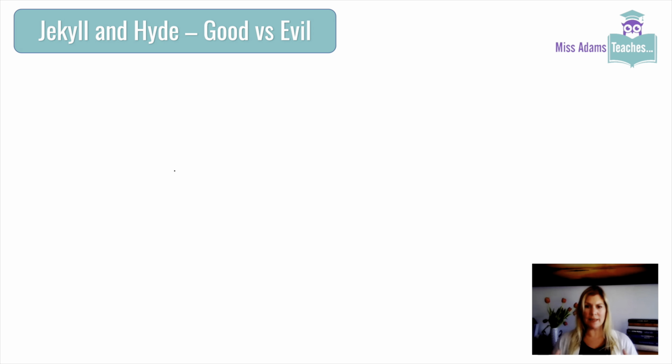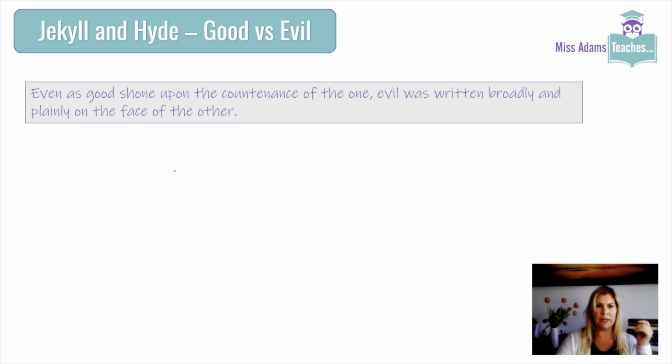And so what ends up happening is this realization that the two manifestations of him are very much good and evil. And you can see this in the way that Jekyll and Hyde are described, particularly next to each other. So he states, "Even as good shone upon the countenance of the one, Jekyll, evil was written broadly and plainly on the face of the other."